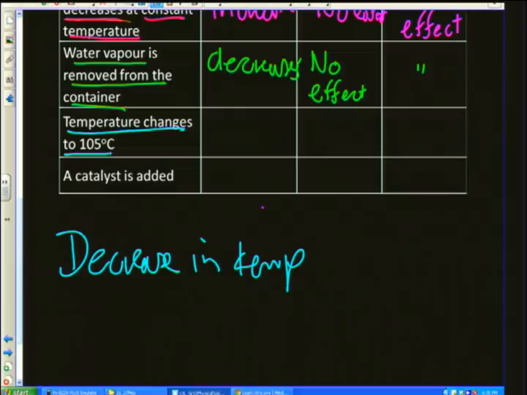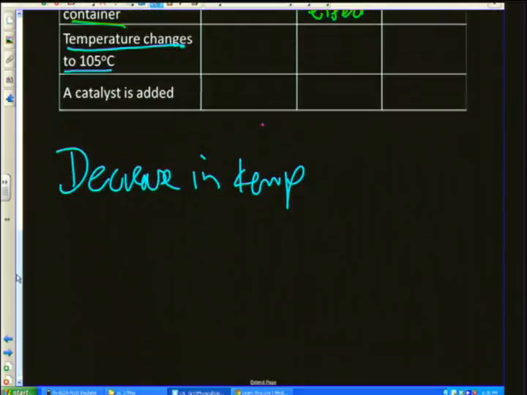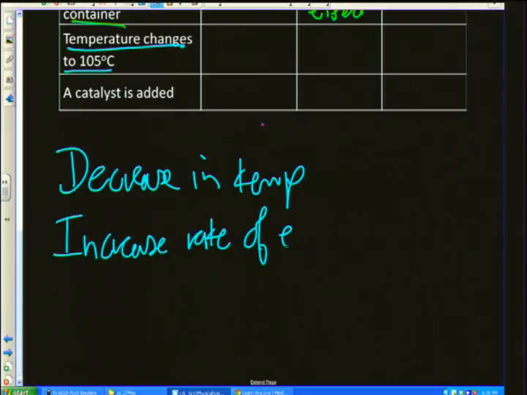Okay, so there's a decrease in temperature. What we need to recognize, if the temperature goes down, then what's the system going to do? It's going to want to increase the temperature. That means it wants to change and increase the rate of the exothermic reaction.